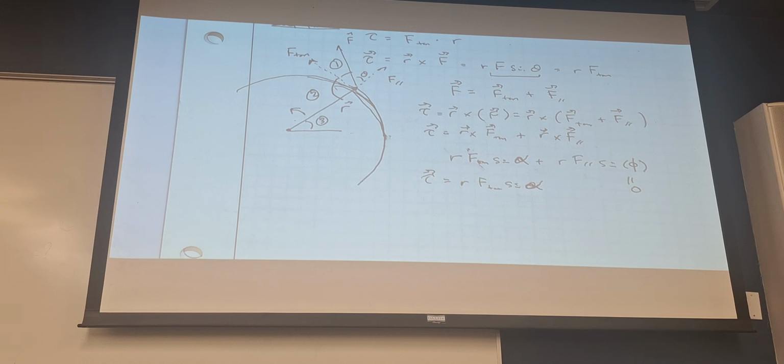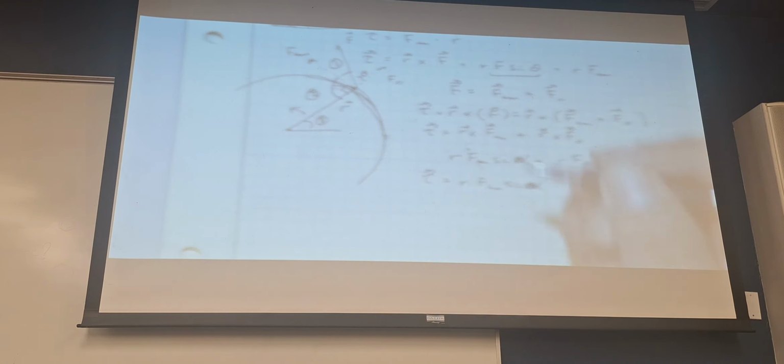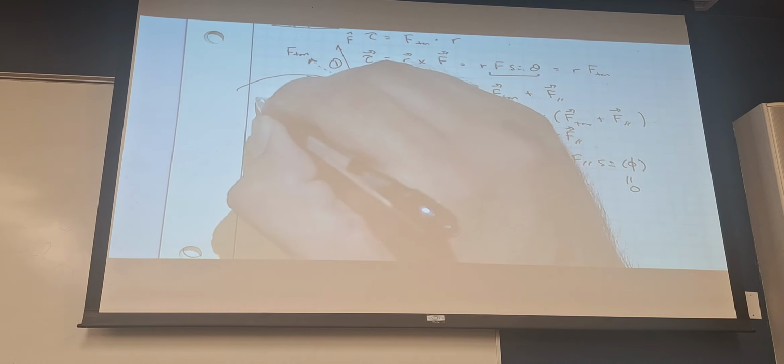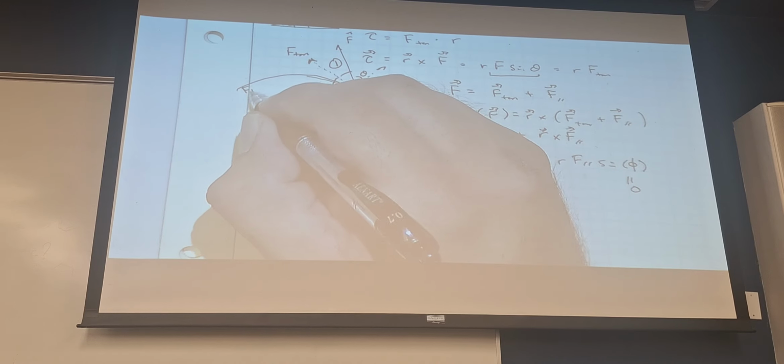Where does alpha go? Does it go at 1, 2, or 3? Someone says 3. Any other brave guesses? 2, okay. Any other guesses? It's actually 2, right? So the way you do this is you just move F tan to this location, right?